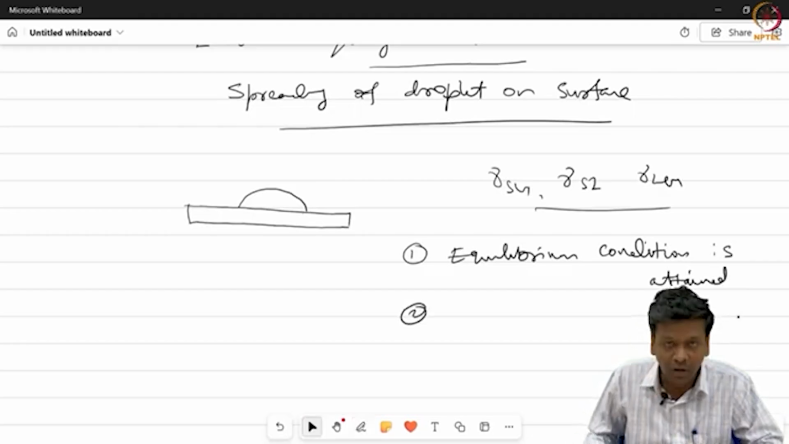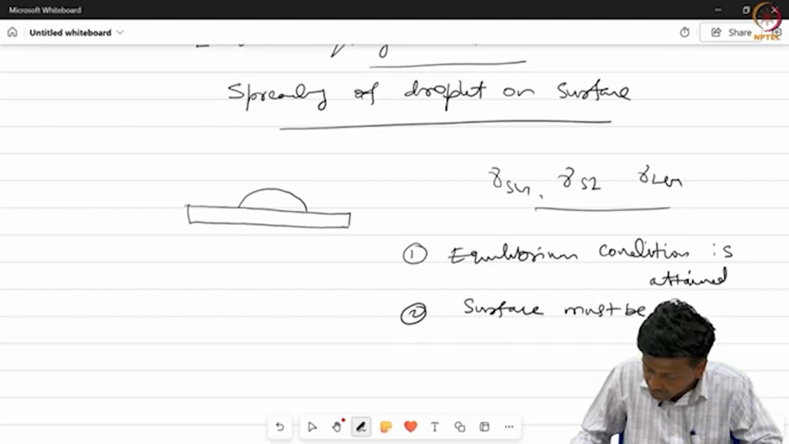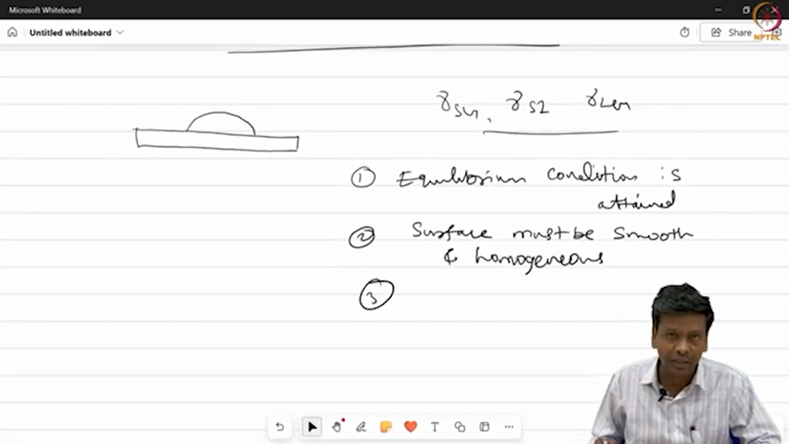The second important assumption is that the surface should be smooth and homogeneous. Which is to say, this equation is not valid for a surface with roughness, or a chemically heterogeneous surface. So, in these cases, this equation is not applicable.